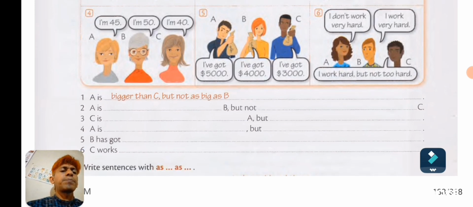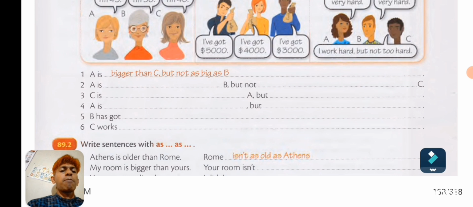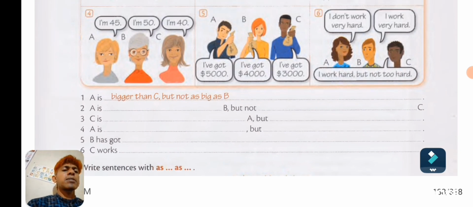Okay. Now 5. There are 3 people, A, B, C. First one says, I got $5,000. Second one, I got $4,000. Third says, I got $3,000. Okay. 5. B has got more than C, but not as much as A.